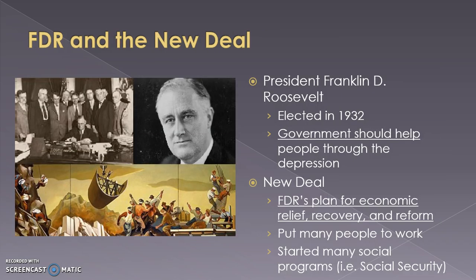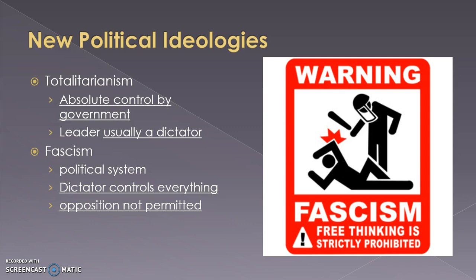So a new president was elected in 1932, President Roosevelt, and he argued that the government needed to help people through the Depression. So he did this through a very aggressive program known as the New Deal. This was his plan for economic relief, recovery, and reform. He wanted to provide relief for workers or people who were unemployed. He wanted to provide economic recovery by creating jobs, and then he also wanted to reform the government and businesses so that something like this never happened again. He put a lot of people to work, and he also started a lot of social programs that are still with us today, like Social Security.